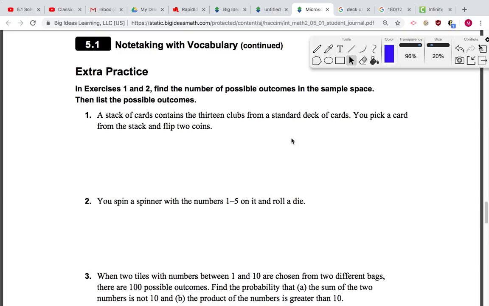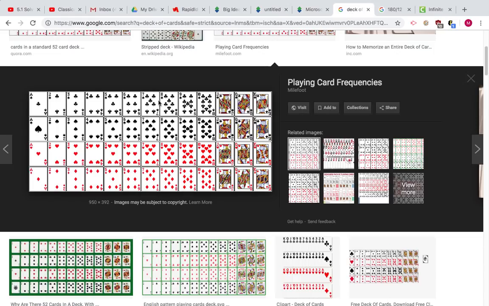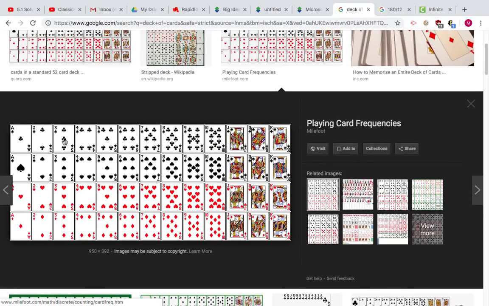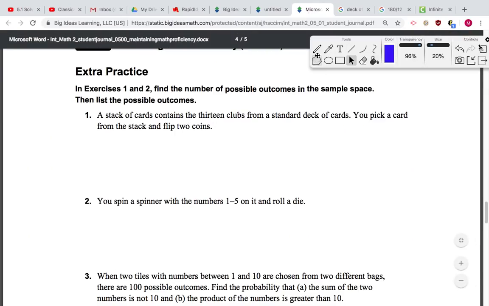Find the number of possible outcomes in the sample space, then list the possible outcomes. So this asks you for a number, and what is actually happening? A stack of cards contains the 13 clubs: ace, deuce, 3, 4, 5, 6, 7, 8, 9, 10, jack, queen, king. These are the clubs. That's the suit. And then you flip 2 coins.